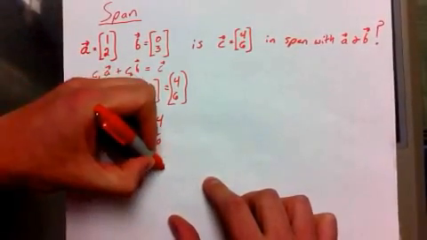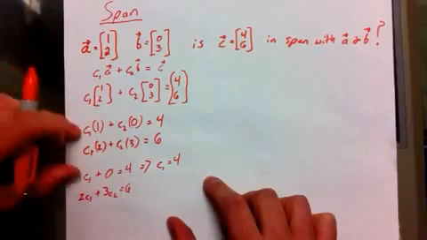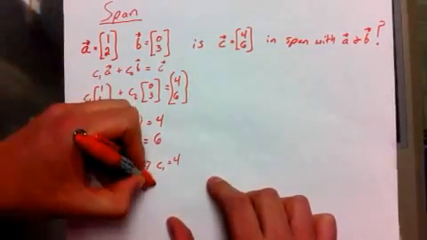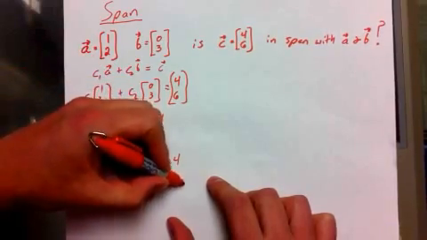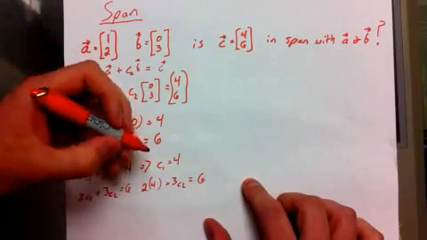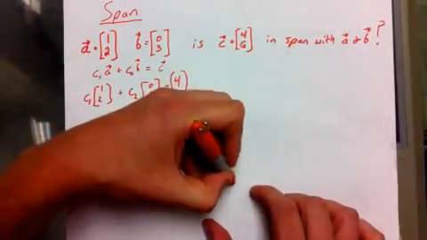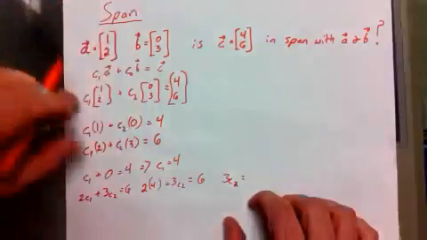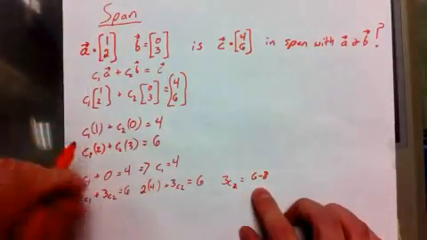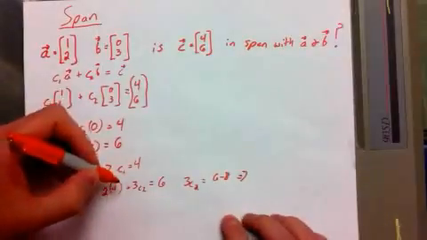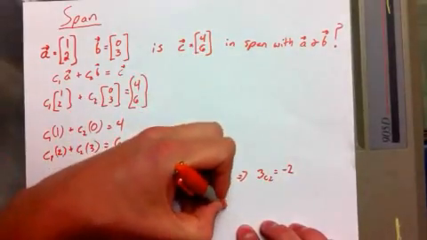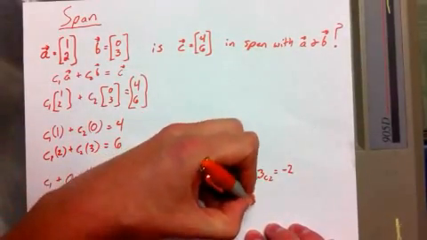This one's very easy. It gives us C1: C1 is equal to 4. Using that information, we can plug that C1 in right here: 2 times 4, plus 3C2, is equal to 6. Then we just solve it out with basic algebra. 3C2 is equal to 6 minus 8, which gives us 3C2 is equal to negative 2. So C2 is equal to negative 2 over 3.